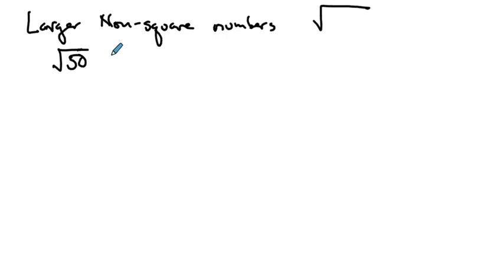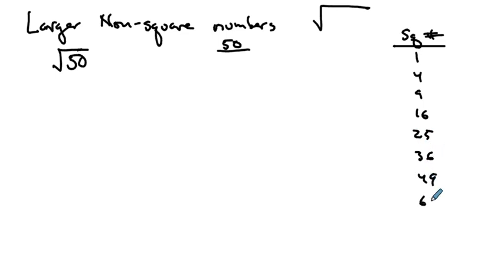So let's start with one that we'll see a lot, which is the square root of 50. Again, in the first video we talked about trying to split 50 up into two factors where one of them is a square number. So you have to think about what your square numbers are: 1, 4, 9, 16, 25, 36, 49, 64 is 8 squared, 81 is 9 squared, and 100 is 10 squared.